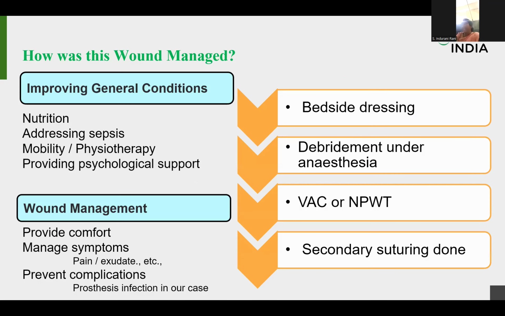Then, how was the wound managed? To improve the general condition, then wound management. Improving the general condition: nutrition, addressing the sepsis, mobility, physiotherapy, providing psychological support. About the wound management: provide comfort, manage the symptoms, pain and exudate, and prevent complications, because in this case the problem is infection. So first, bedside dressing, then debridement under anesthesia, vacuum dressing, then secondary suturing done for this patient.